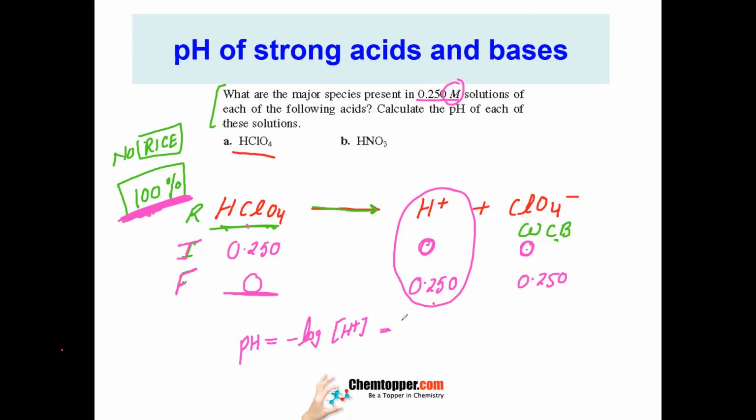Do you have your calculator? Calculate the pH. Anyone doing? How many significant figures? 3. So 0.602. Remember, whatever is before the decimal in the pH, pK, pKb, pOH is not counted. You'll count the numbers after the decimal. What's the pOH? pOH is 14 minus pH. So I'm doing all these questions just to make you practice all the formulas. These questions are very simple, but still I'm doing them again and again so that you can memorize the formulas.